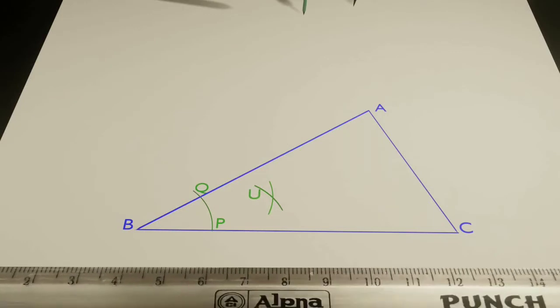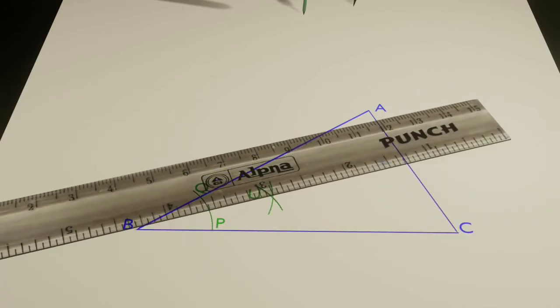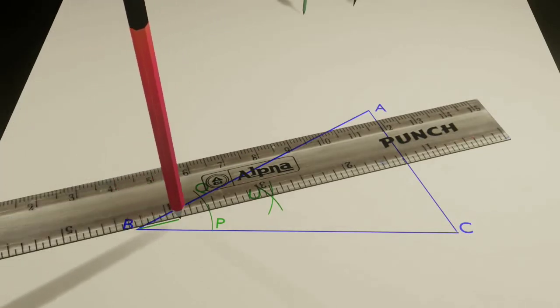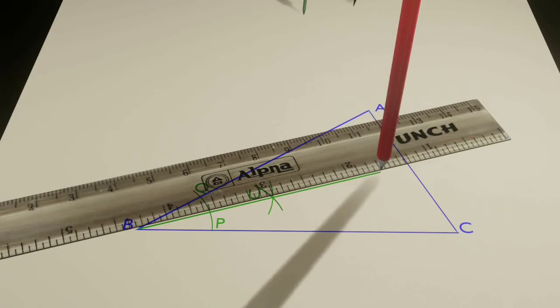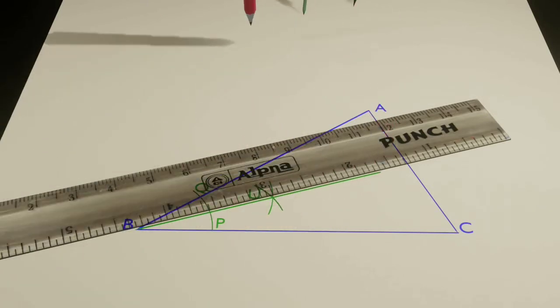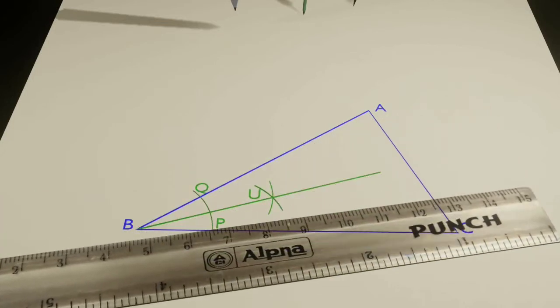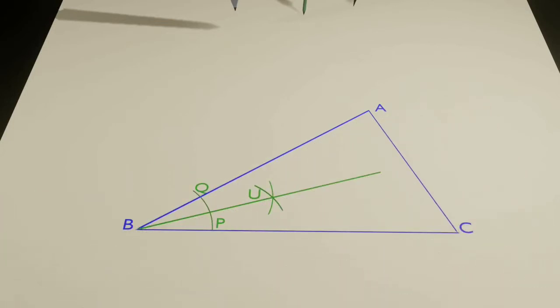Then, using a ruler and a pencil, draw a line segment to connect these 2 points and extend it. Thus we get the bisector of the angle ABC.